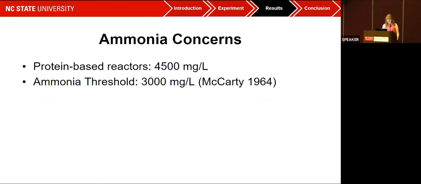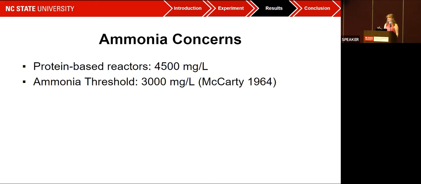Another thing to mention is ammonia concerns. Commonly in food waste and protein-based reactors, there is a high concentration of ammonia due to the high nitrogen content of food waste. At the end of my experiment, I had about 4,500 milligrams of ammonia per liter in my reactors. A common threshold referred to in literature is McCarty's standard of 3,000 milligrams per liter from his study, and that is one of the cutoffs people include as the ammonia threshold.